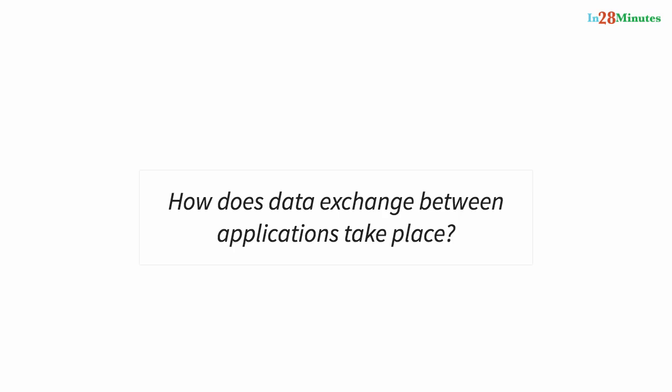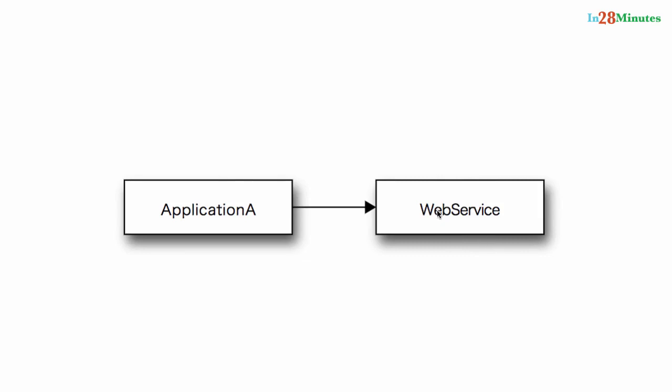Let's start with the first one. How does data exchange between applications take place? I have an application which is consuming a web service. How does the data exchange take place? We have an application A which is consuming a web service. Let's say the web service is related to a to-do application and it offers a list of to-dos back. The application A needs to send some input to the web service. It needs to say, I want to-dos related to Ranga. So it needs to send an input called Ranga to the web service.